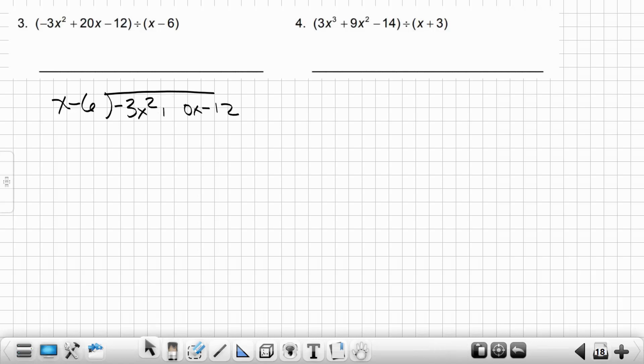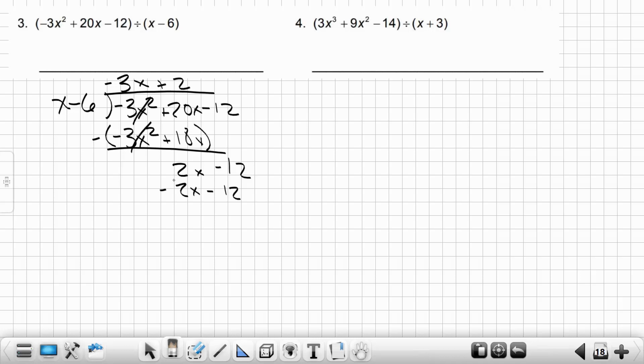I don't know if these actually got any more difficult, but negative 3x squared divided by x is negative 3x. Distribute. Subtraction parentheses. Cancels. 20x minus 18x is 2x. Drop the 12. Multiply by 2, yeah. 2x divided by x is 2. Distribute. Subtraction parentheses. So we seem to get factors.